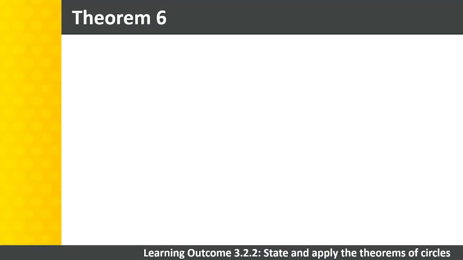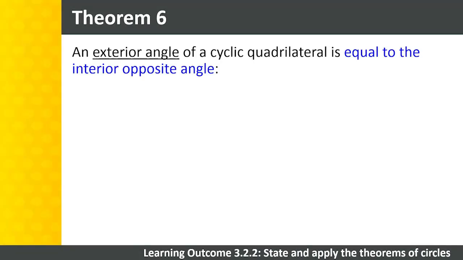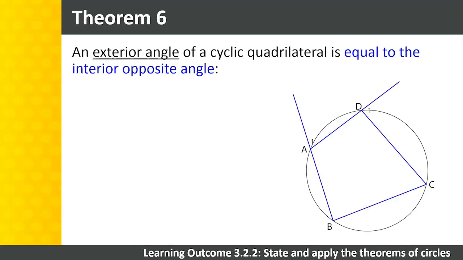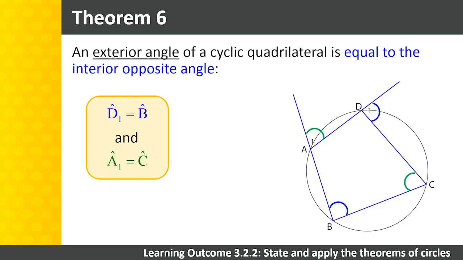Theorem 6 states that an exterior angle of a cyclic quadrilateral is equal to the interior opposite angle. In this diagram, we have cyclic quad A, B, C, D. Therefore, angle D1 equals angle B, and angle A1 equals angle C. To give this theorem as a reason, the abbreviation is exterior angle cyclic quad.